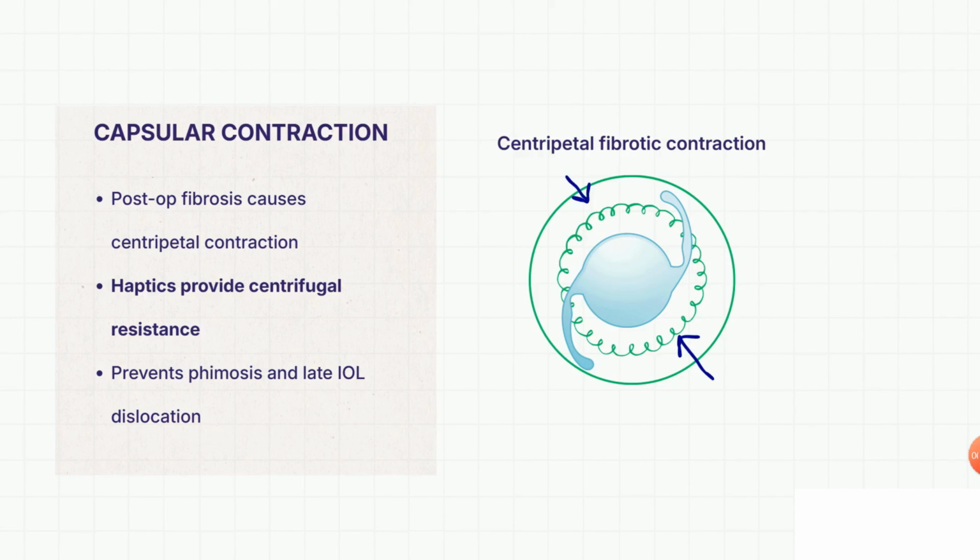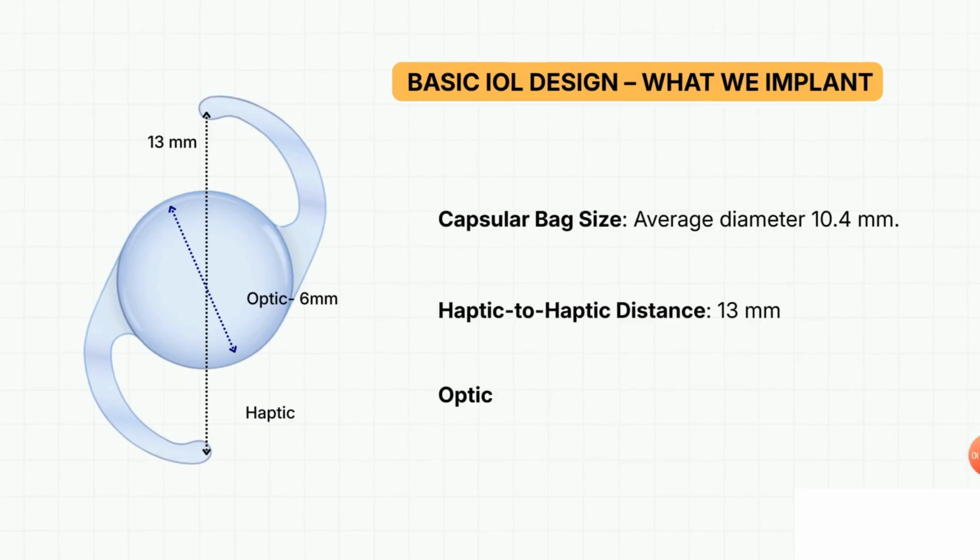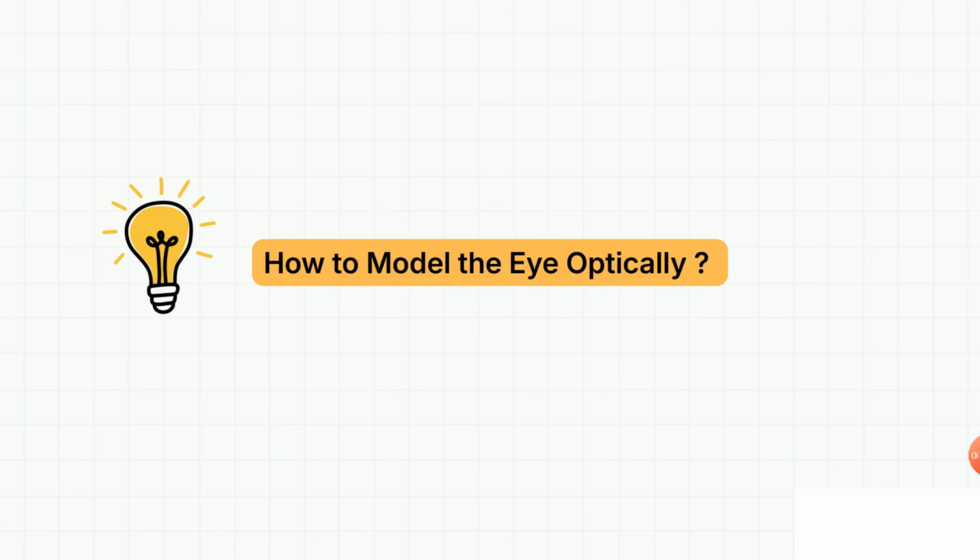After cataract surgery, the capsular bag also undergoes fibrosis and centripetal contraction naturally. A properly sized haptic system provides mechanical resistance to this contraction. If the haptics are undersized or too soft, the capsular contraction can result in anterior capsular phimosis, zonular stress or rupture, and even late IOL decentration or dislocation. The optic diameter is usually about 6 millimeters, optimized to provide adequate visual coverage and minimize edge effects and glare.